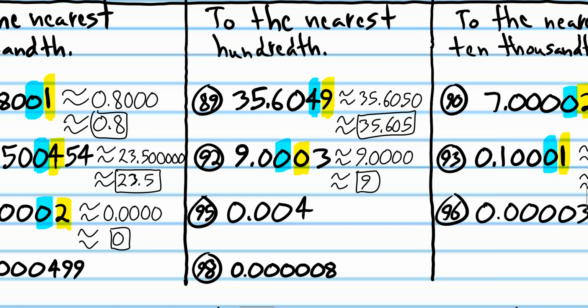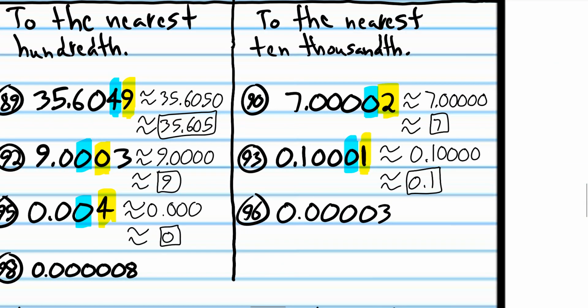All right, we're back. This is the hundredth place. The 4 tells us to round down. If we round down, that means the blue number doesn't change, it just stays 0. And the 4 becomes 0. So as you can see, that would just be 0. So if you got 0, good job. Try 96, and when you come back, we'll do it together.